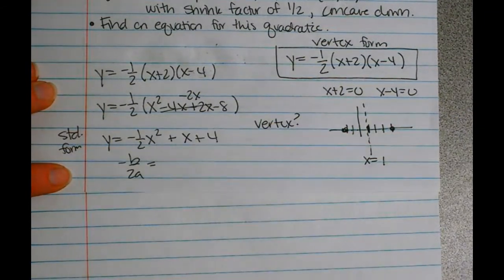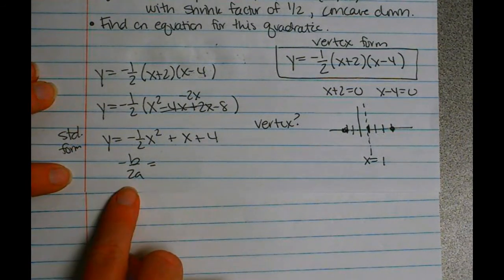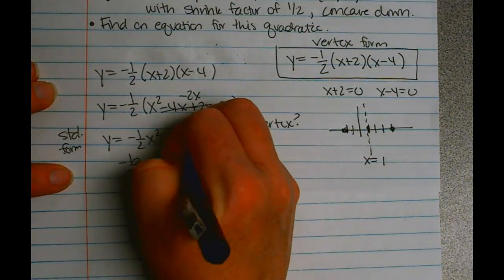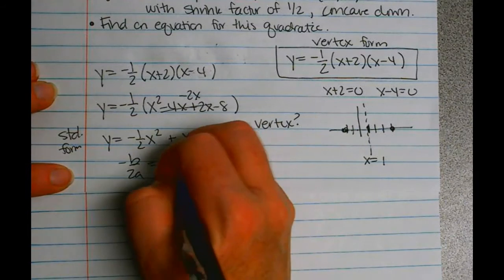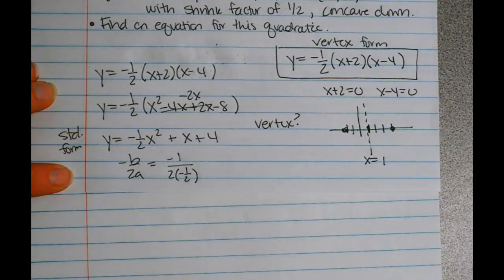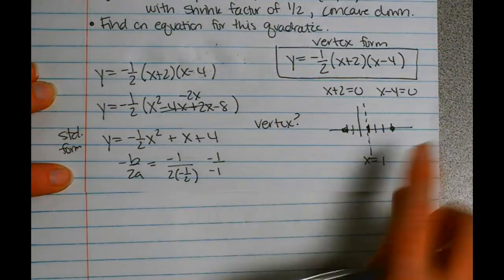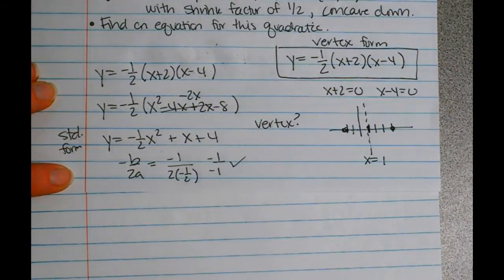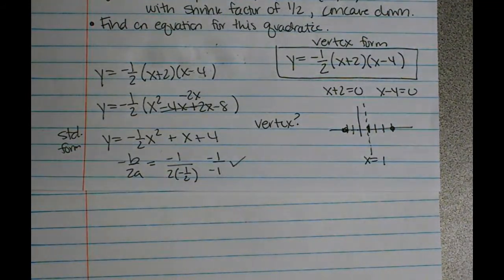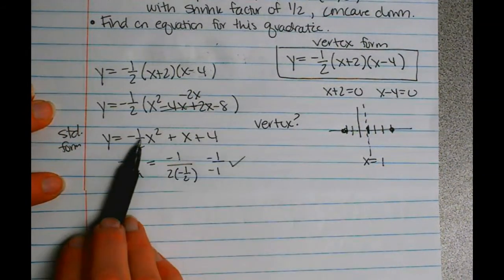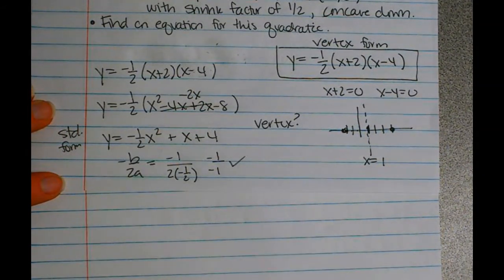Luis said negative b over 2a. Let's see if we also get 1. We're going to have a fraction of fractions. It's going to be fine. Tell me negative b. Everybody? Negative 1, yes? Over 2 times negative 1/2. What's that going to be? So negative 1 over negative 1 is 1. So that works. We found that. And we would take that 1 and plug it back in either equation, either right here twice or over here twice, to find out the actual value.